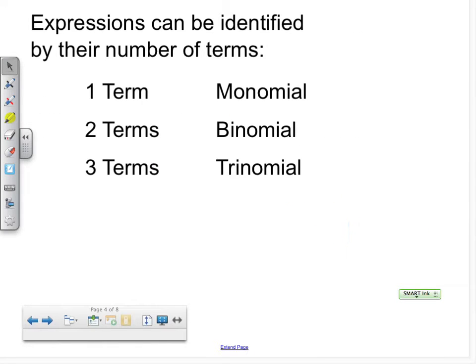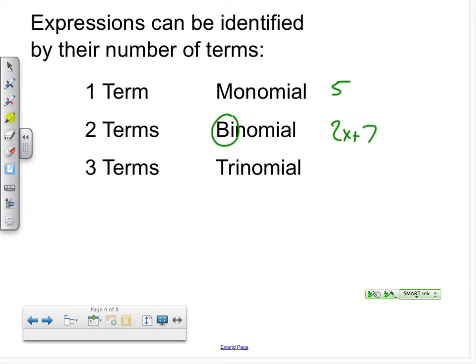Okay? And expressions can be identified by the number of their terms. If there's one term, we call it a monomial. Example of a monomial, 5. That's a monomial. It's one term. Right? A binomial has 2 terms. Bi for bicycle. So 2x plus 7 is a binomial.